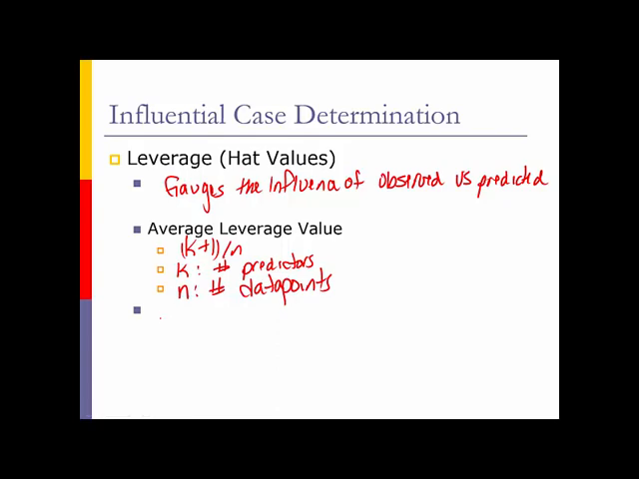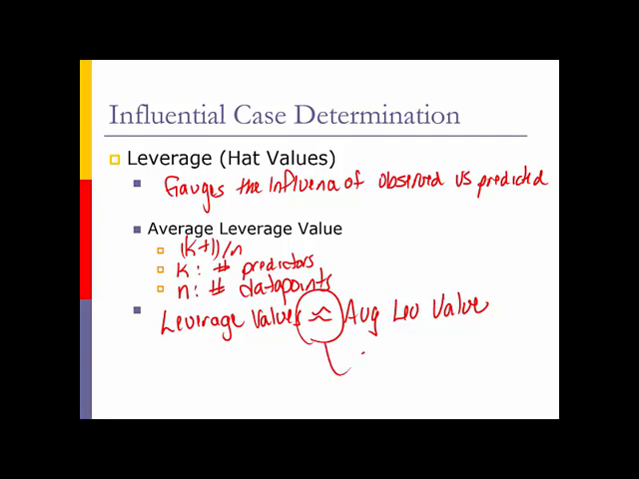We should have leverage values that are approximately equal to the average value. If we have those that are comparable, close, we don't define what the word close means, but if the leverage values are close to the average leverage value, we don't have any influential cases. So the leverage values are a third one that we can look at.